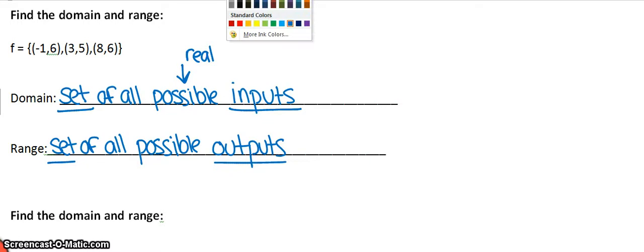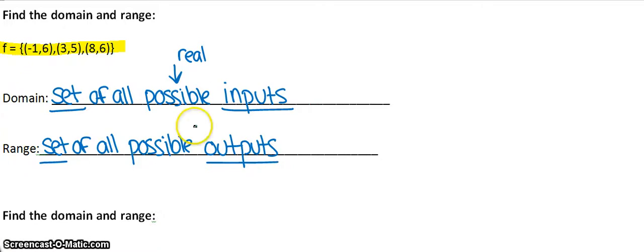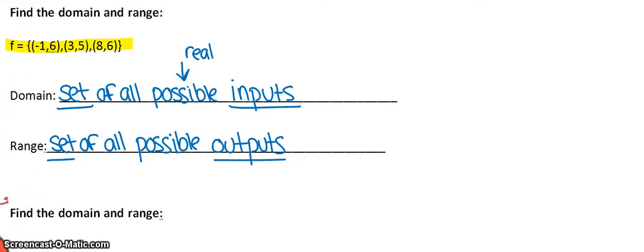Let's start with this first function here. I have f is equal to this set of points. Remember, those brackets mean set notation. F is just the name of the function. Let's start with the domain of f. If I'm talking about the domain of f, I'm talking about what my inputs are in this function. This function is just a list of points, which means it's a list of x and y values, which you could plot on a coordinate plane. If we're talking about a function on a coordinate plane, my inputs are always my x values, and my outputs are always my y values.